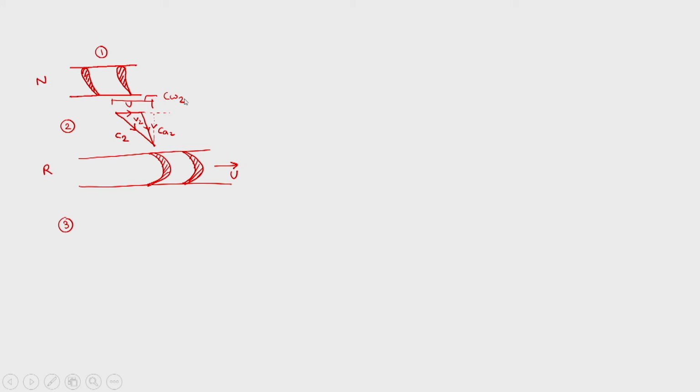So now we are at the outlet. In the outlet also we have the same u in the same direction, and then we have the relative velocity first, which will be coming out of the flow, and we will have the absolute velocity. So this is V3 and this is C3. So this is how our velocity triangle would look.